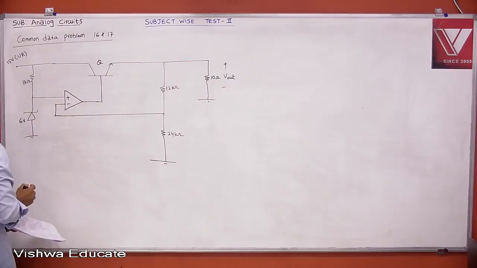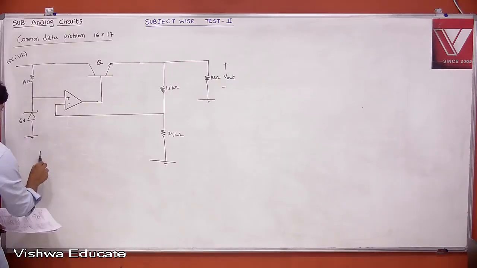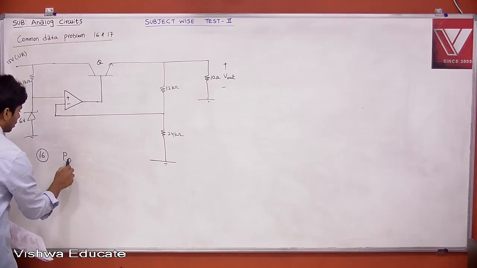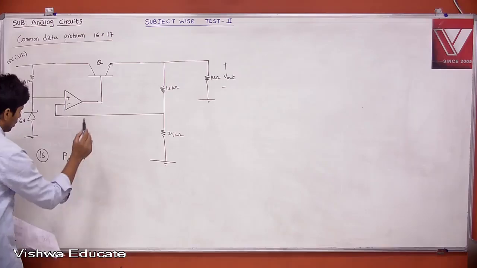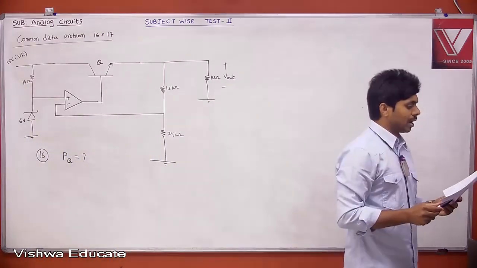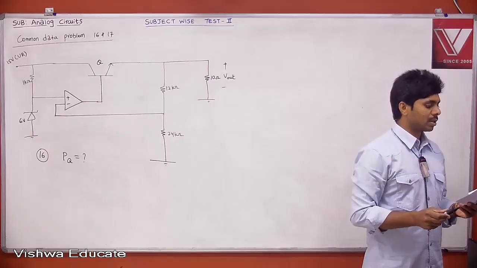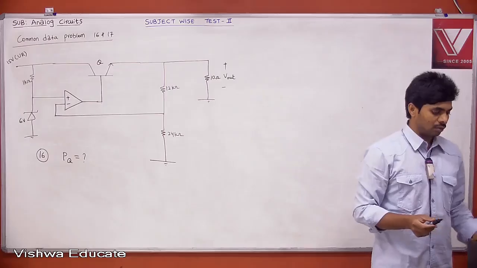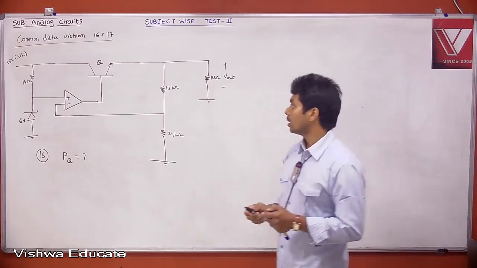Now problem number 16. The problem number 16 is: the power dissipation across the transistor is. That is problem number 16. What is problem number 17? If the unregulated voltage increases by 20%, then what is the power dissipation across the transistor? That is what we need to find.